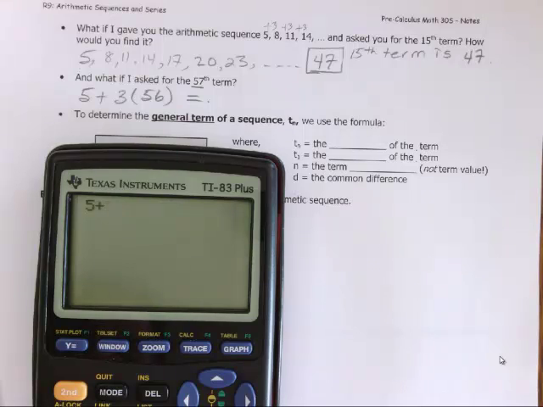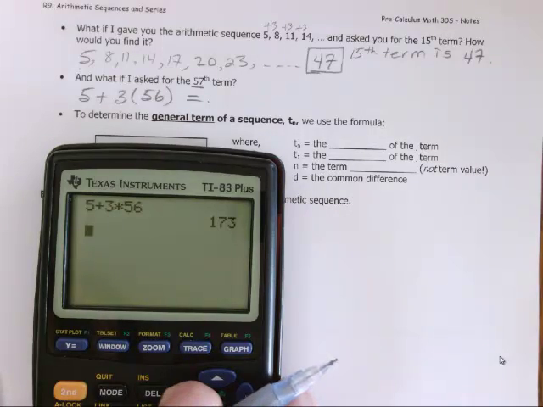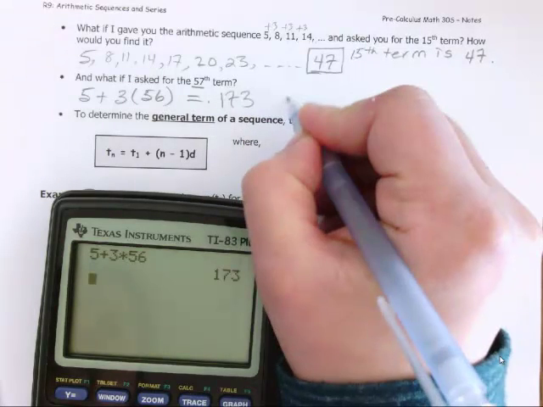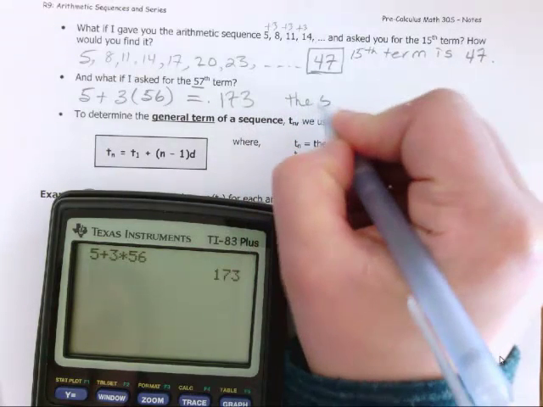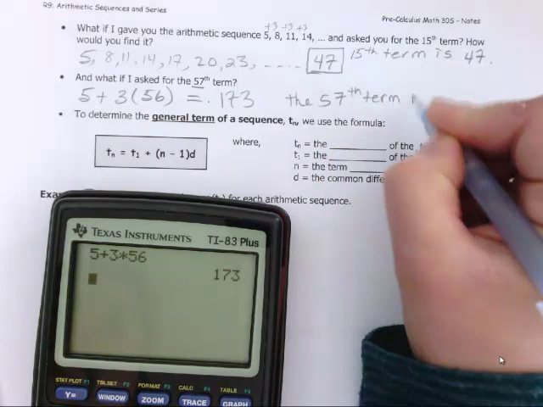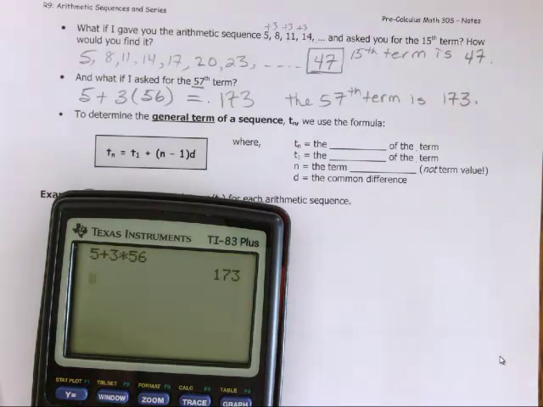Okay, so now you can quickly use your calculator and type that in and get that it is 173. So I've got 173. So the 57th term is 173. All right.